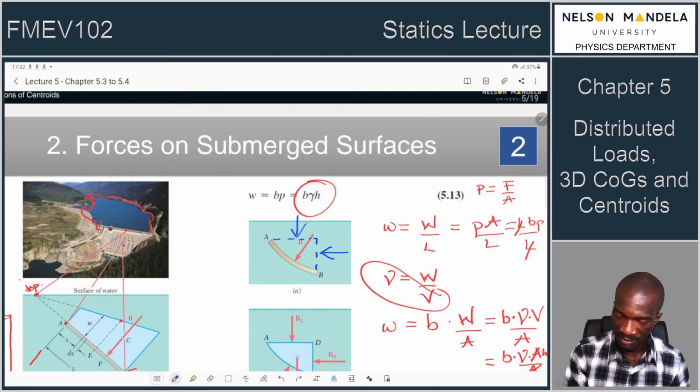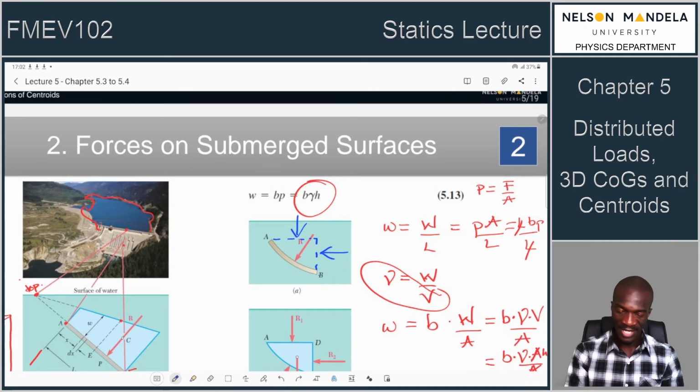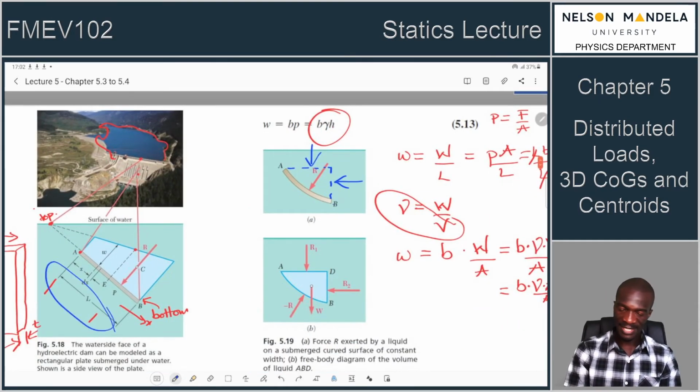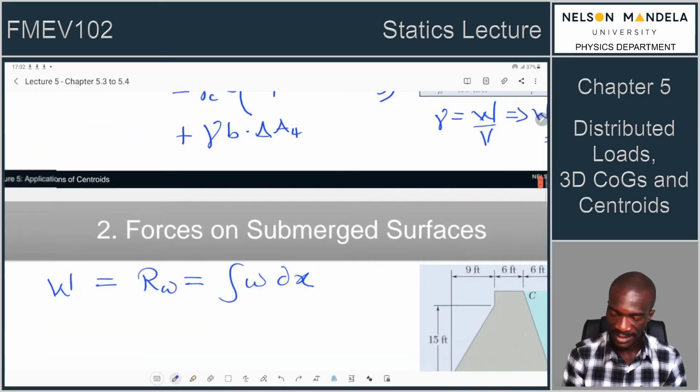Our W is given by the B parameter multiplied by the gamma parameter multiplied by H. What is H? It is the height, isn't it? In our case, the height is actually the depth, which would be an X parameter.